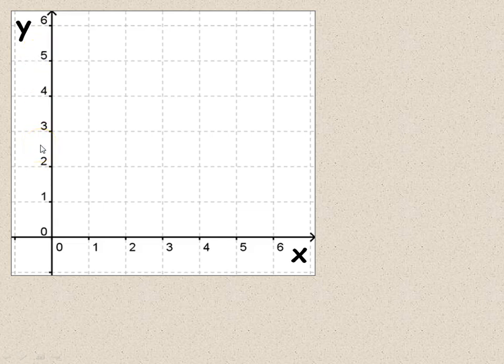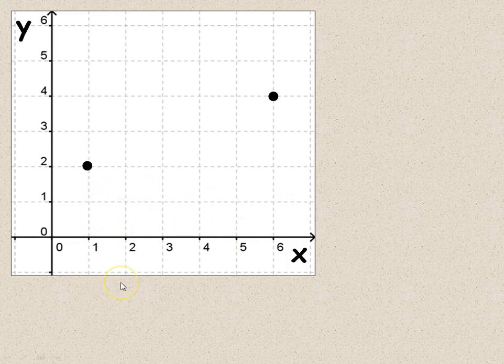Alright, and now we have to put 2 points on here. I'm going to put one over here at X distance of 1, Y distance of 2, and my dogs have an opinion about that apparently. And then I'm going to put one over here at X distance of 6 and Y distance of 4.